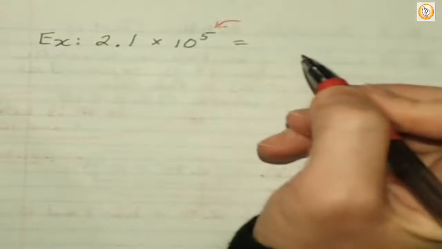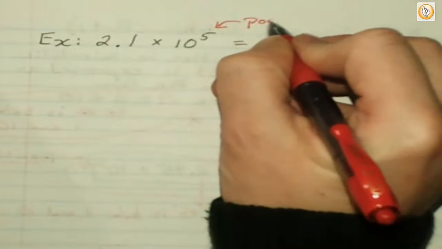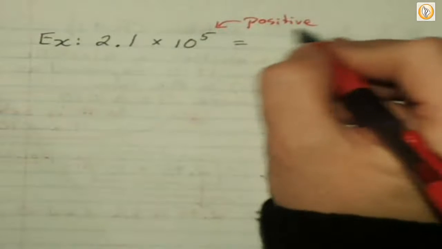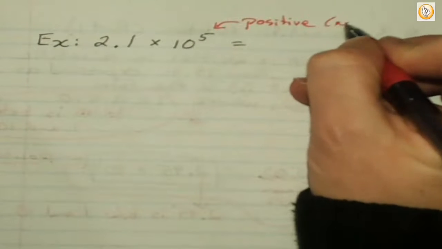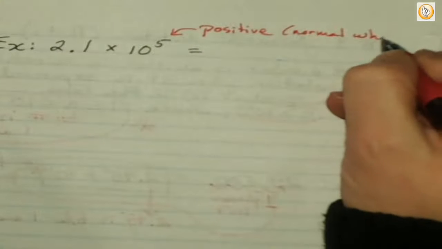Guys, that exponent, positive or negative? That's positive, right? So is your answer going to be a normal whole number, or is it going to be big ugly? That's right. If it's positive, then your answer is going to be a normal whole number. That's your little clue.